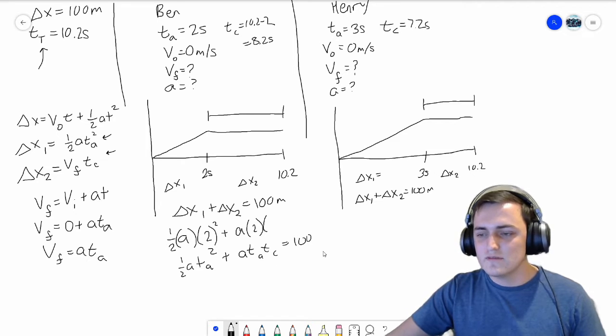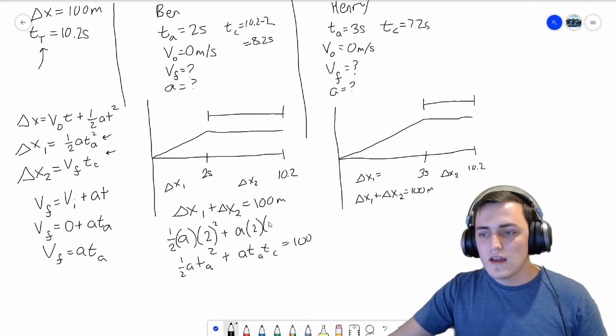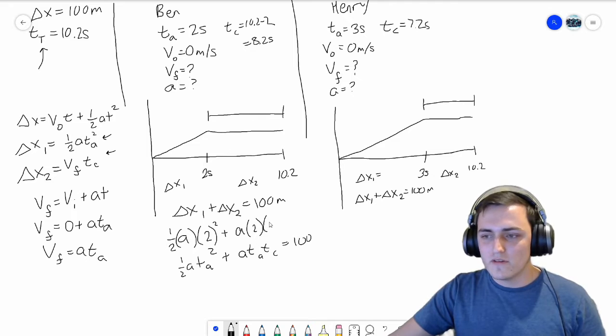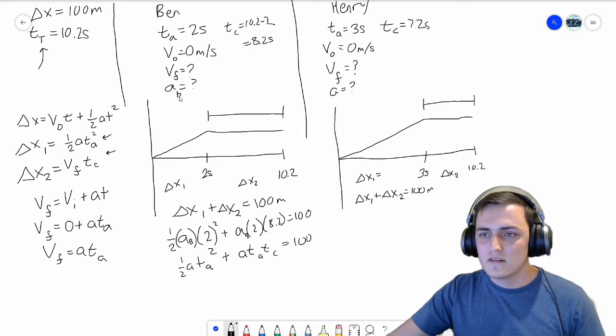This is just the general form. And in it, we're going to plug all the variables. This is going to be 8.2 equals 100. And so now we can solve for a, we'll call this a sub b for Ben, and a sub h for Henry.